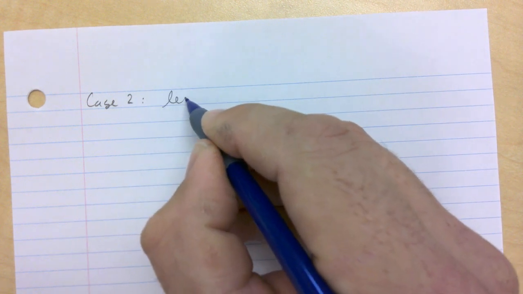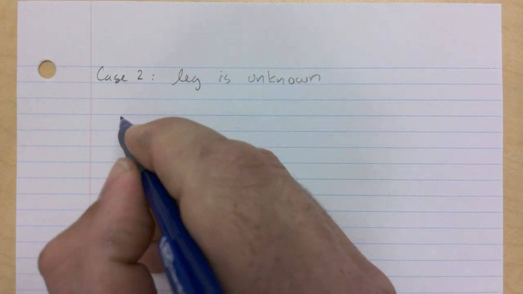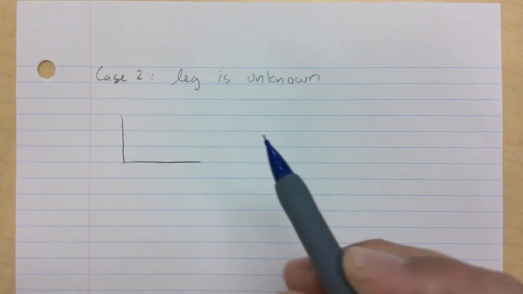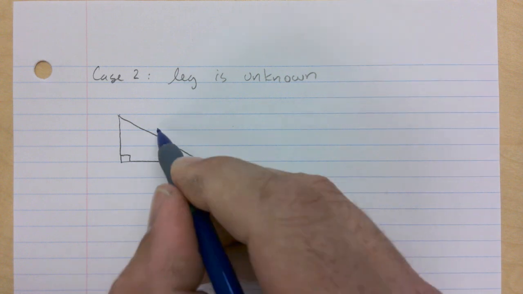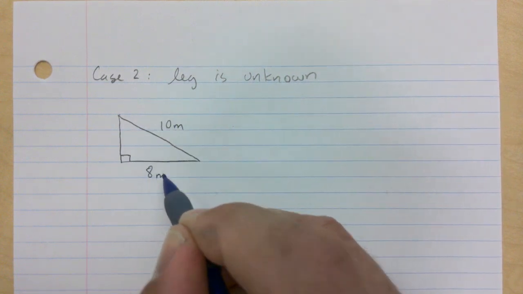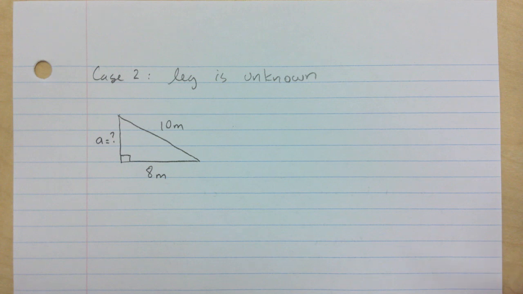Just gonna put this here. Case 2, where the leg is unknown. Okay, so example with a diagram. Let's say this is 10 meters, this is 8 meters, and this is A, which is unknown to us. Okay. So it doesn't matter which leg is unknown. As soon as one of them is unknown, you follow this method.